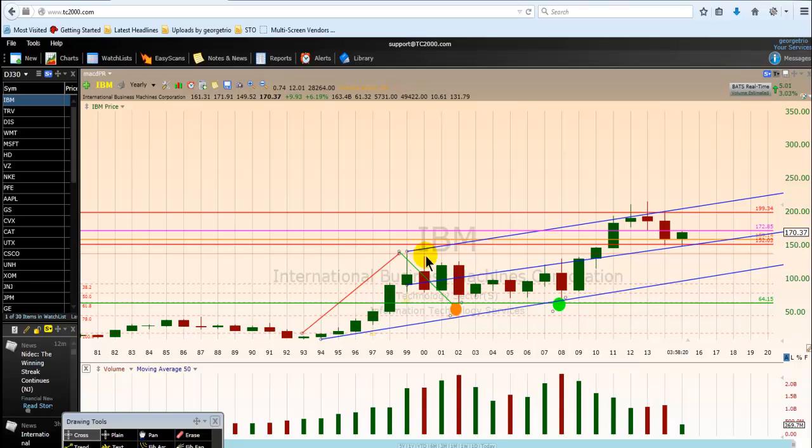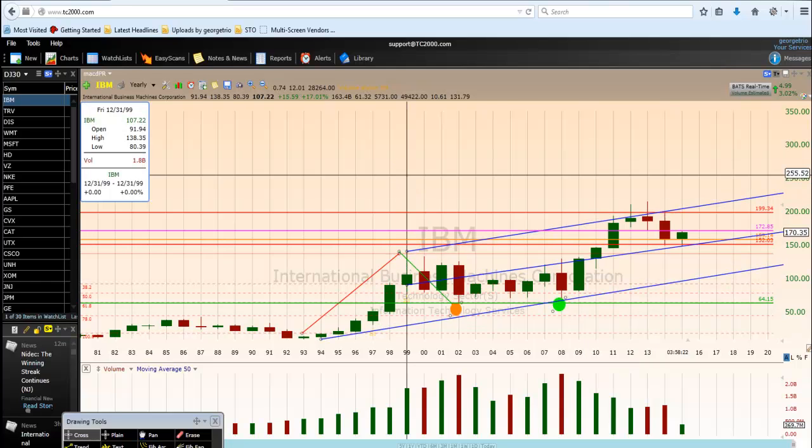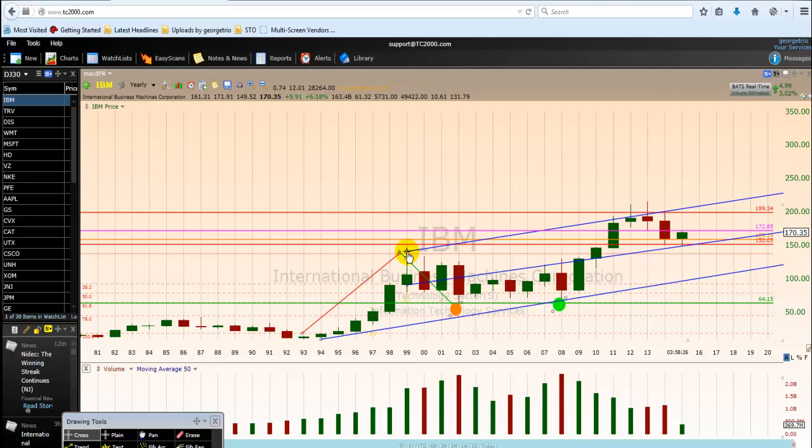Then I selected one point here, which is the high of 1999, and I draw a line that is parallel to the first line that I have drawn here. So I have my bigger channel here. Then I draw the median line, which is the middle line here. Okay, it's the blue line here.